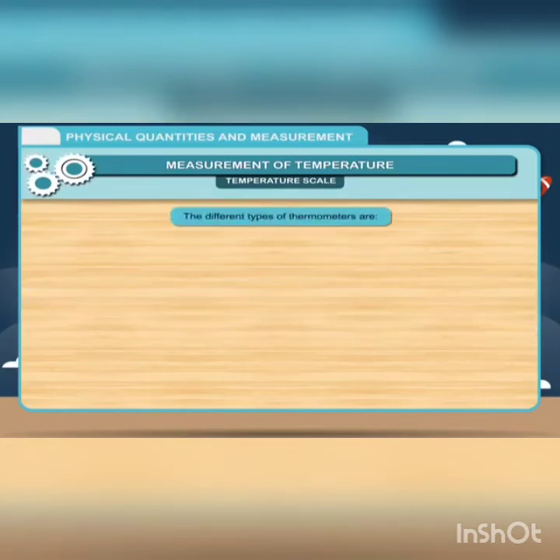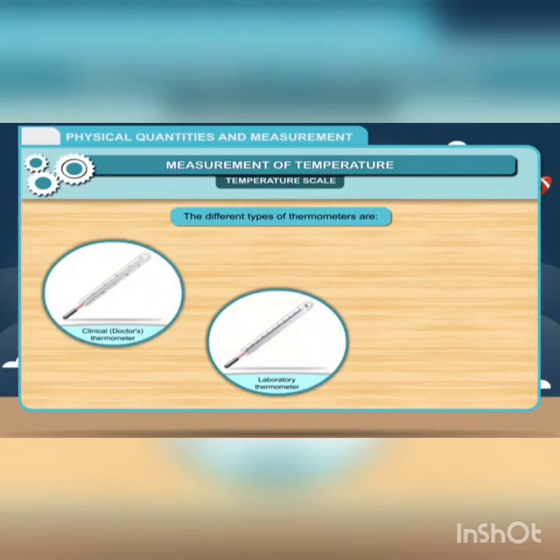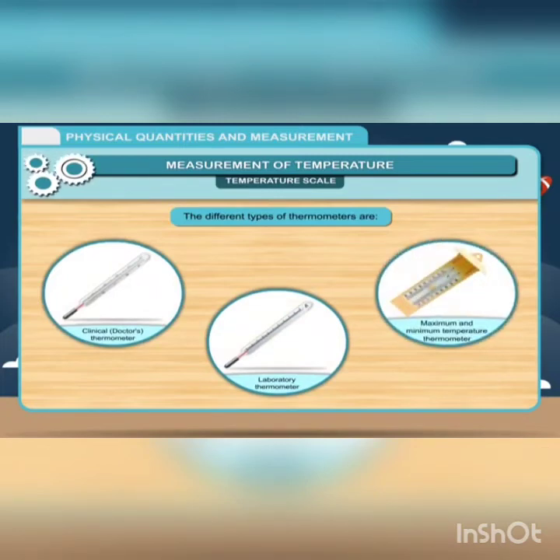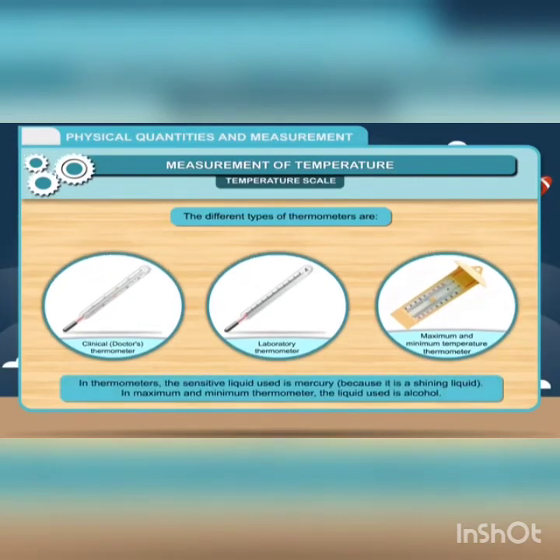The different types of thermometers are: 1. Clinical doctor's thermometer, 2. Laboratory thermometer, 3. Maximum and minimum temperature thermometer. In thermometers, the sensitive liquid used is mercury because it is a shining liquid. In the maximum and minimum thermometer, the liquid used is alcohol.